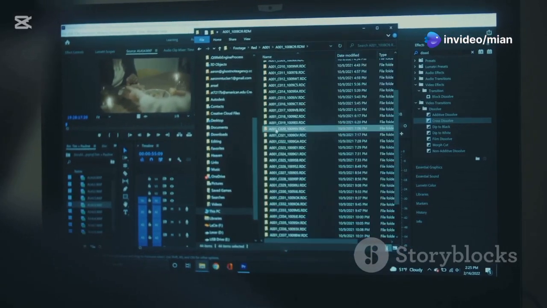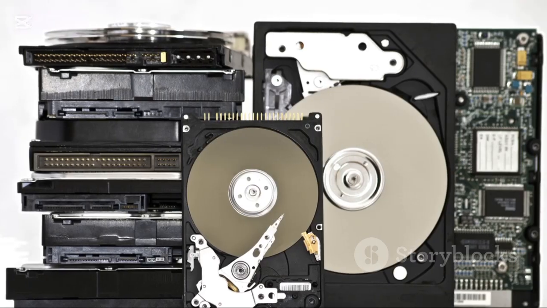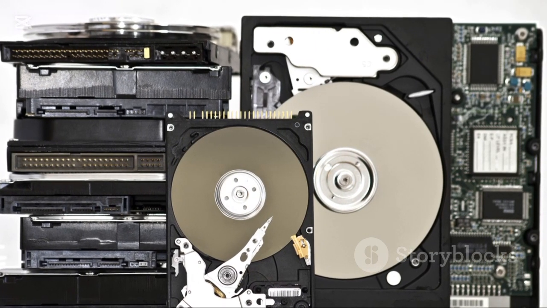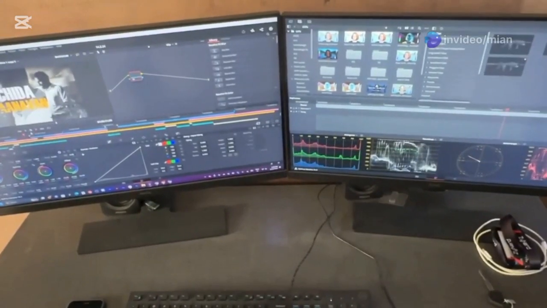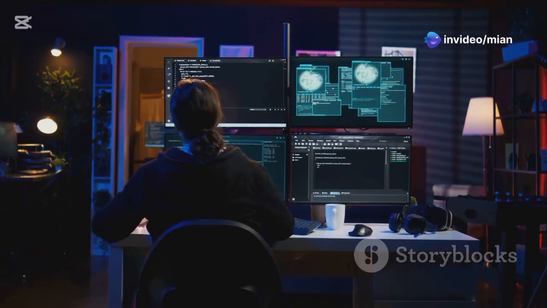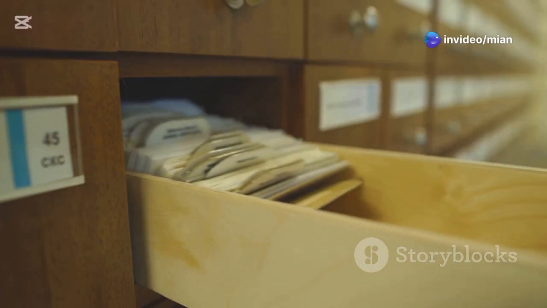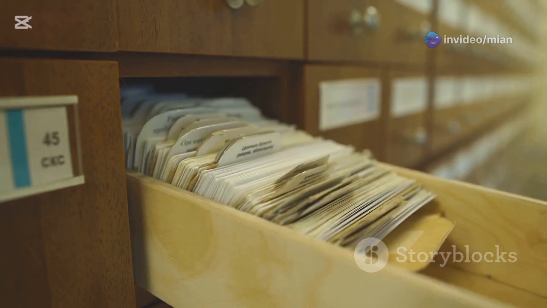Another difference is the number of partitions allowed. Partitions are like dividing your hard drive into separate sections. MBR can only handle 4 primary partitions. GPT allows for almost unlimited partitions. Think of partitions as separate drawers in your bookshelf, organizing your books.